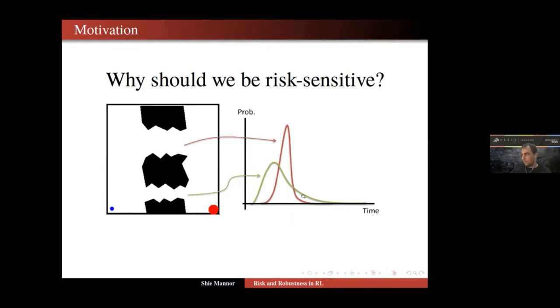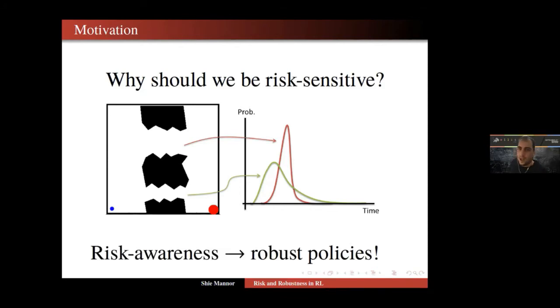So if your flight is around here, your flight time, you're probably going to take the longer and safer route because it will get you there with high probability. So the point of the exercise is that it really depends on your objective. What we're saying here is that if you're going to be risk sensitive, as in you're going to try and minimize not the expected time, but rather some risk measure, then it's going to lead to robust policies.